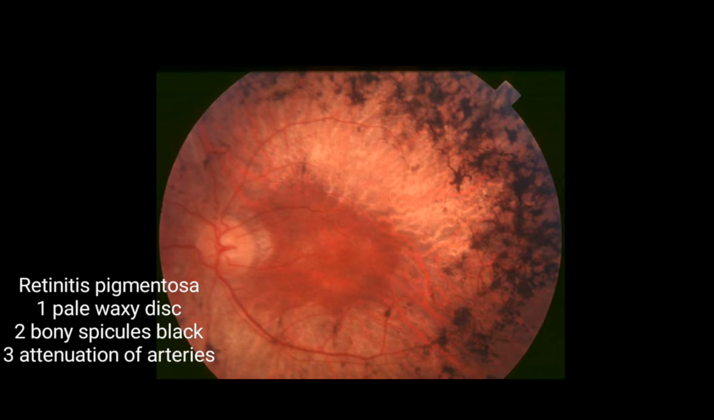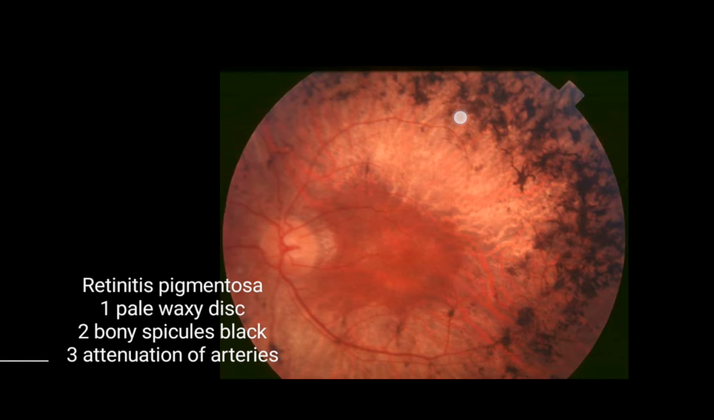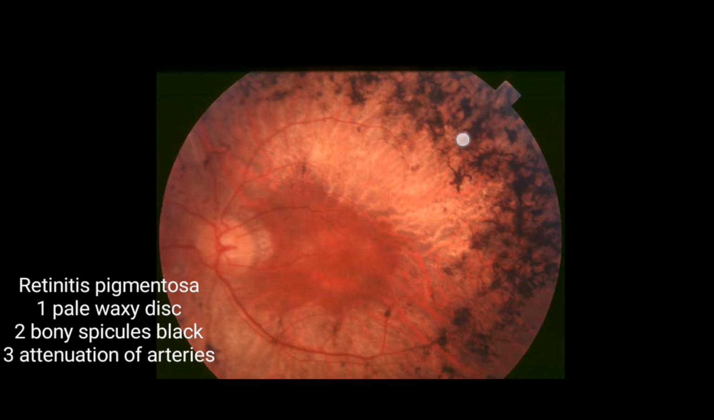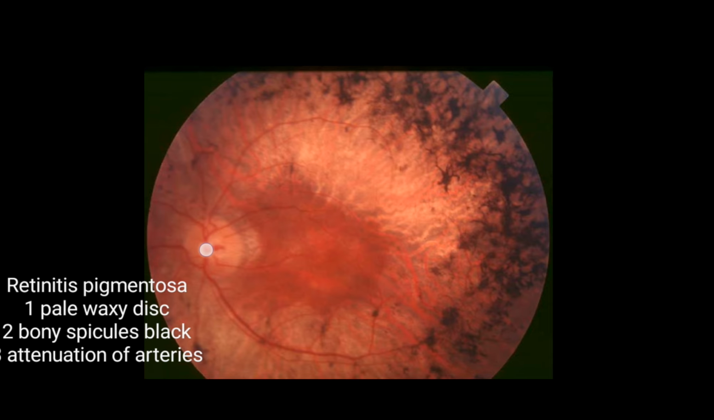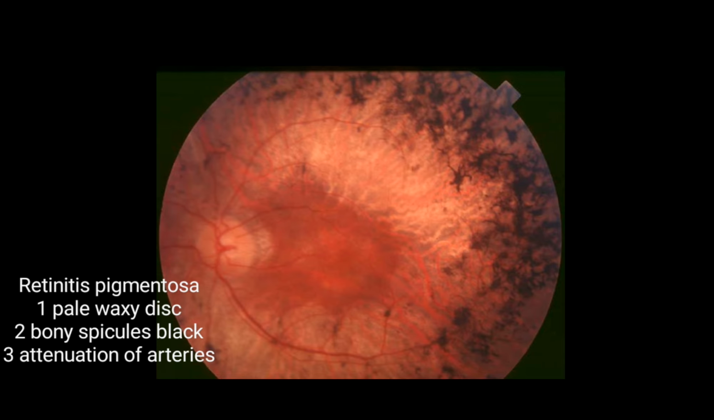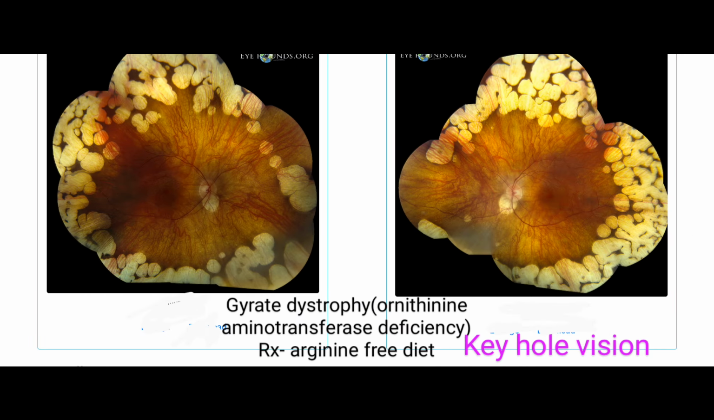Then this is the fundus image of retinitis pigmentosa. In retinitis pigmentosa, basically three important things which we will be seeing are pale waxy disc, bony spicules, black bony spicules that are visible here, and attenuation of the arteries. Arteries are attenuated. Pale waxy disc, bony spicules, and attenuation of the arteries.